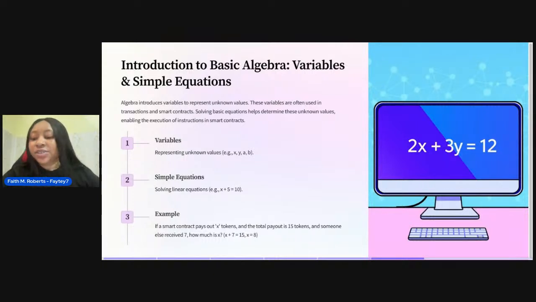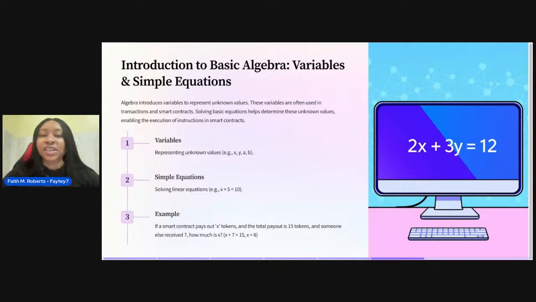So if a smart contract pays out x tokens and the total payout is 15 tokens and someone else receives 7, how much is x? So to understand how much x is, you have to place x, the variable, plus how much someone has received, and then equal it to the total. With that, you'll be able to know how much x is. So with this, we know that x will be equal to 8.